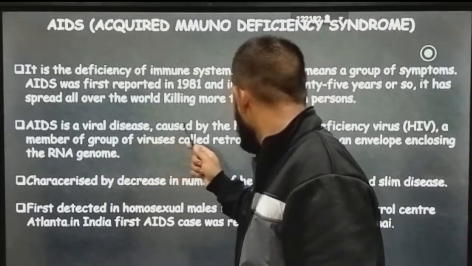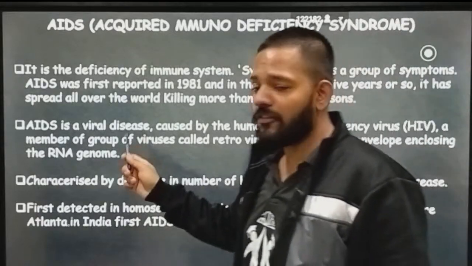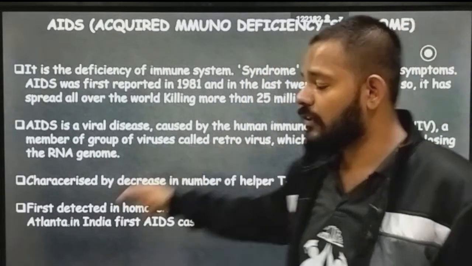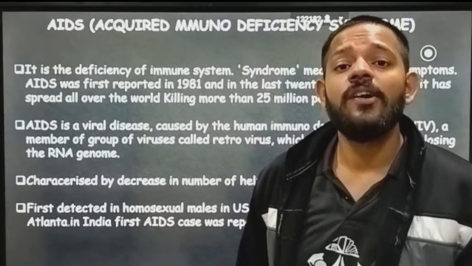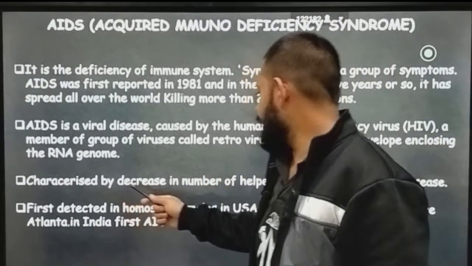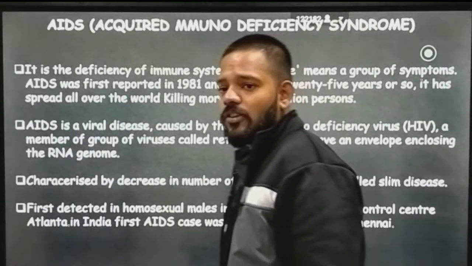AIDS is a viral disease caused by the human immunodeficiency virus, HIV, a member of a group of viruses called retrovirus, which have an envelope enclosing the RNA genome. The family of the HIV virus is Retroviridae, or retrovirus. It is characterized by a decrease in the number of helper T cells, and is also called slim disease. Why is it called slim disease?